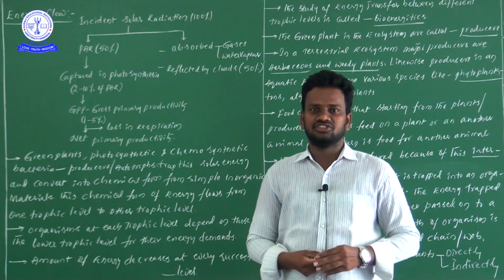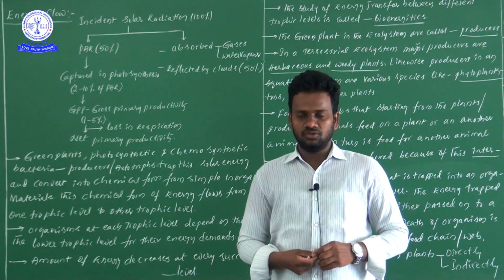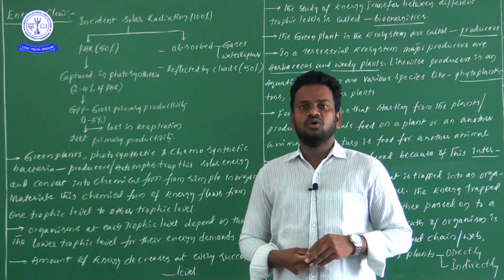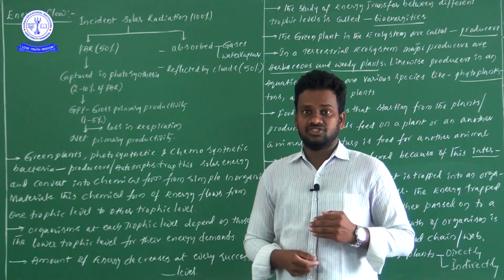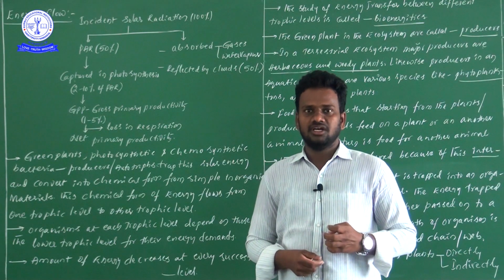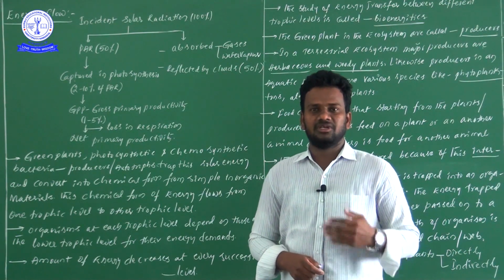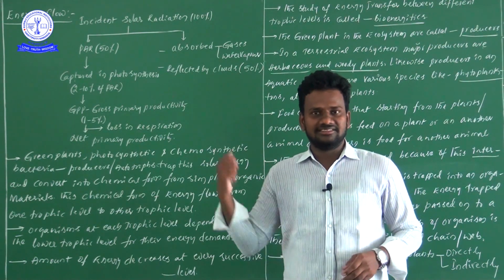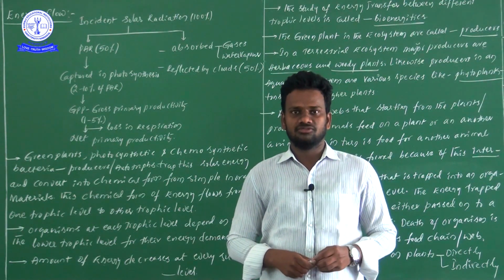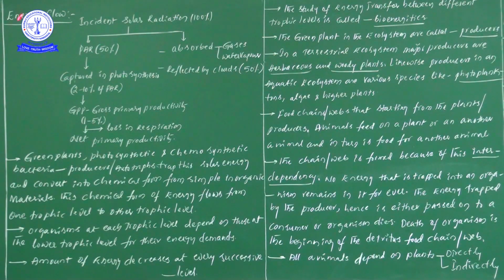Hi students, now in this video we are going to discuss the third component of the ecosystem. The third component of the ecosystem is nothing but energy flow. In this energy flow, we will see how the energy trapped by the producers moves from one trophic level to another trophic level. Come, let us have a look. Students, now: energy flow, the third component of the ecosystem.